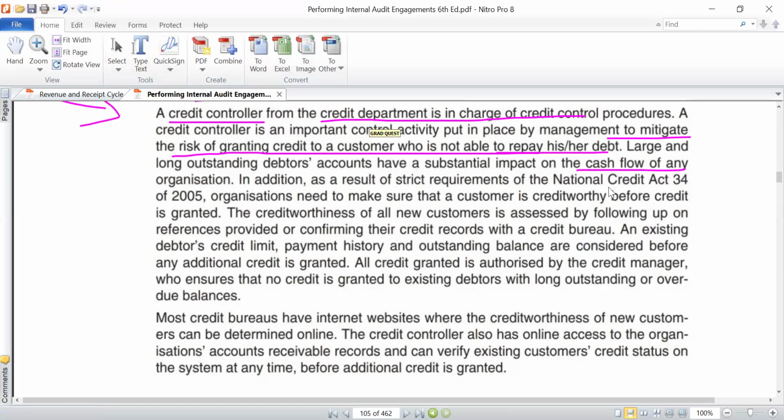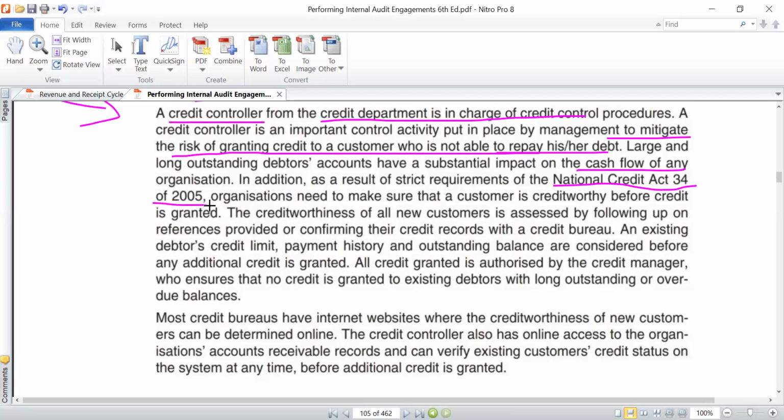And then, of course, we also get to see that in the process of evaluating the creditworthiness of a customer, the credit controller has to follow the law in that respect. And that's the purpose of the National Credit Act 34 of 2005.